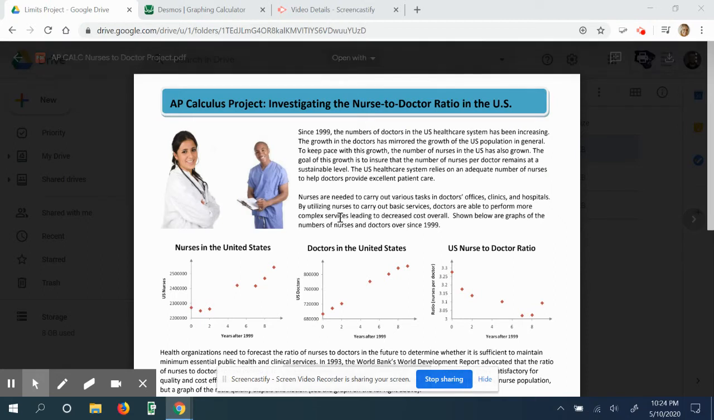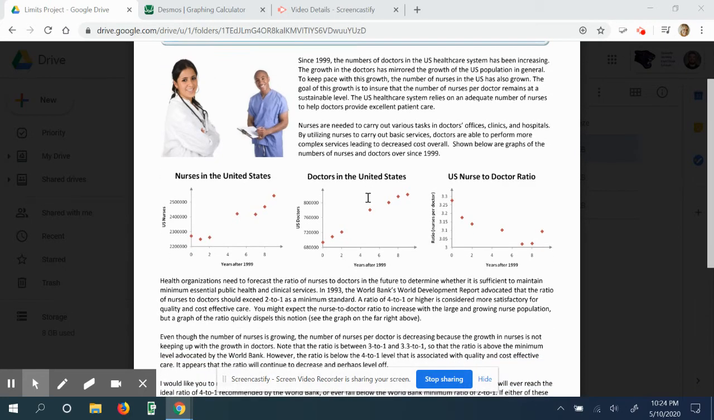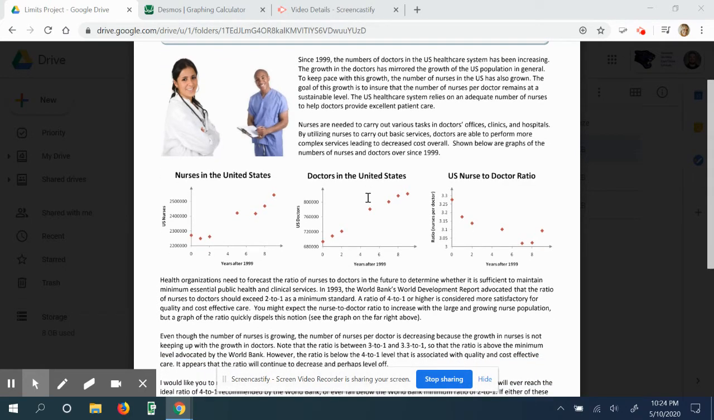It says, since 1999, the number of doctors in the U.S. healthcare system has been increasing. Now, basically, it goes along and talks about that there has to be a good ratio between doctors and nurses. Now, the number of nurses is also increasing, and we're having more nurses and doctors joining the workforce. But the problem is the number of nurses is not increasing at the same rate at which we're having doctors.